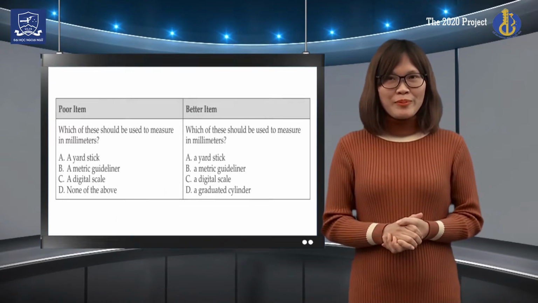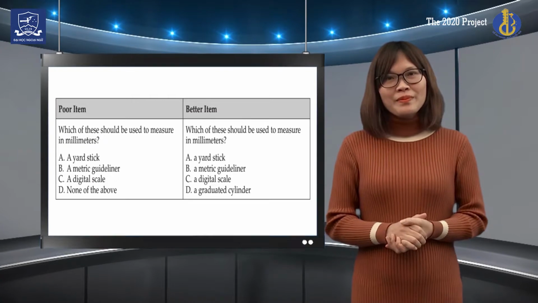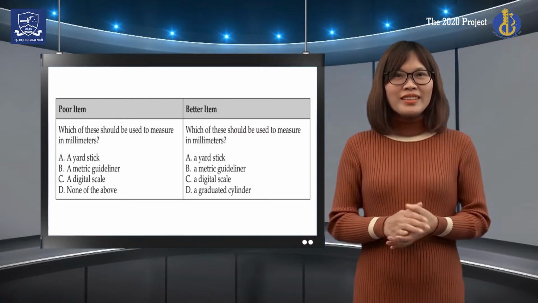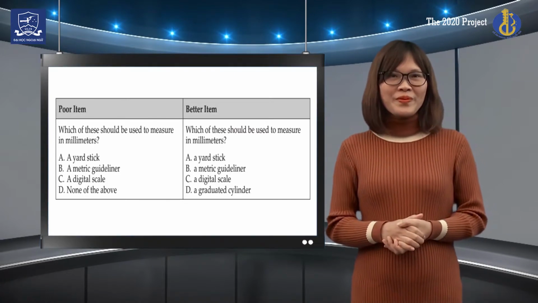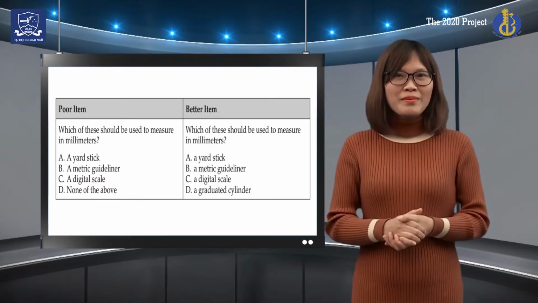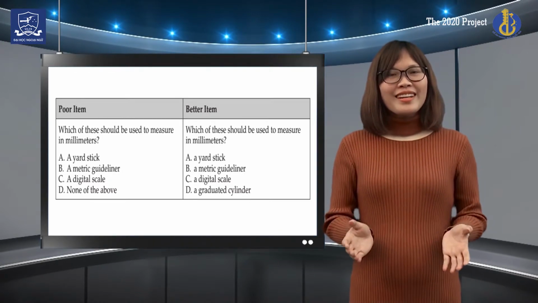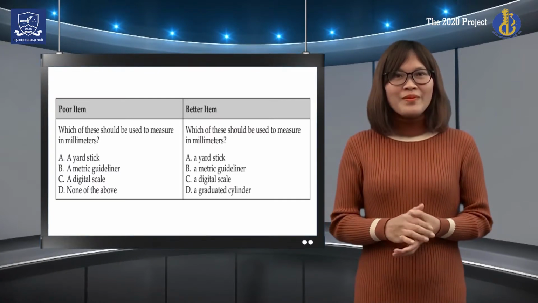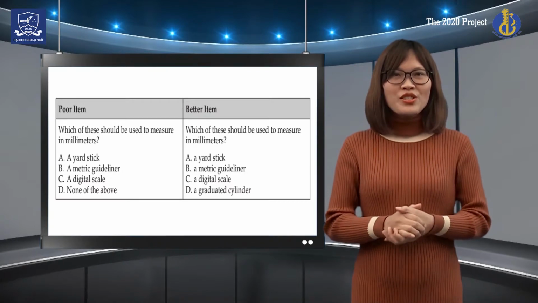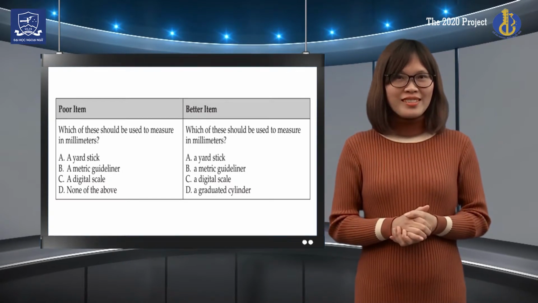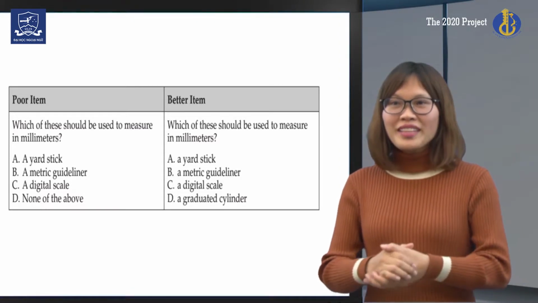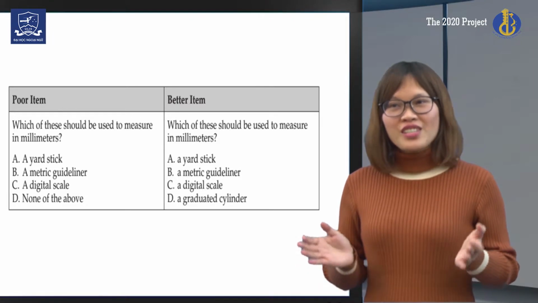Let's take a look at 2 examples. In the poor item, the last answer choice is none of the above when this answer choice is not necessary. The item focuses on measurement and measuring in metric units. Another plausible answer choice is the graduated cylinder, as it is a tool for measuring and can measure in metric units. The graduated cylinder measures volume rather than length, but does offer an attractive option.